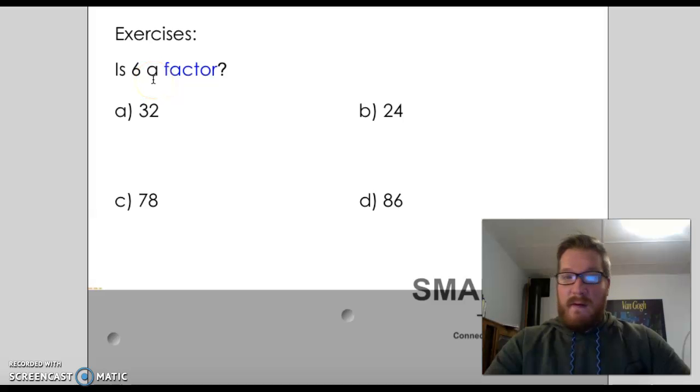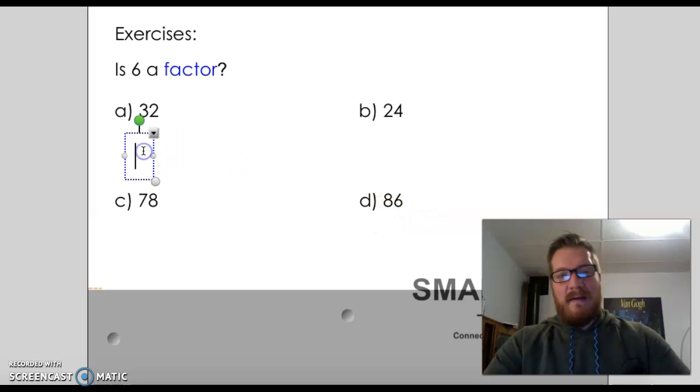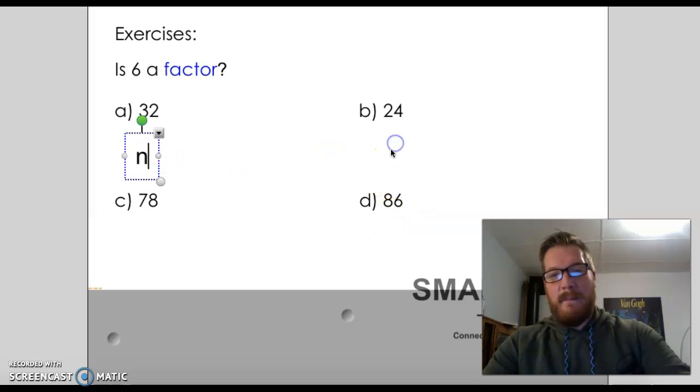So then some questions about whether or not 6 is a factor. It is not a factor of 32. 32 divided by 6 is 5 remainder 2, so there's a remainder in there. 24 divided by 6 is 4, so yes. 78 divided by 6 is 13 with no remainder, so yes, it's a factor there. And then 6 into 86 goes 14 times with a remainder of 2, and so no, 6 is not a factor of 86. So no, yes, yes, and no.